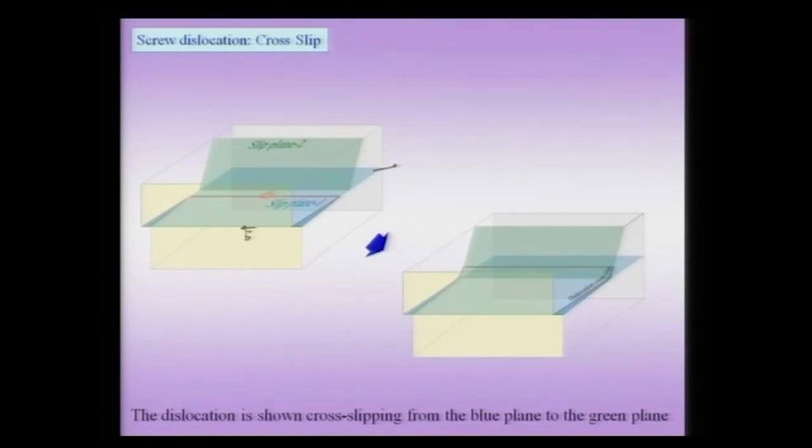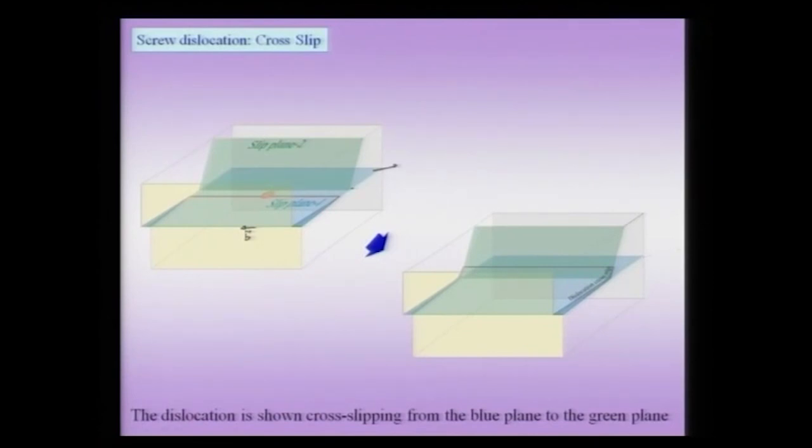As the dislocation line moves towards this green plane, it intersects the green plane, and for now I will assume there is some reason, for instance there could be an obstacle, and of course an obstacle need not be the only reason, but there could be an obstacle in the slip plane which stops the motion of this dislocation line on the blue plane. Then if there is sufficient shear stress on the green slip plane too, the dislocation can actually cross slip, leave this blue slip plane and start moving on the green slip plane.